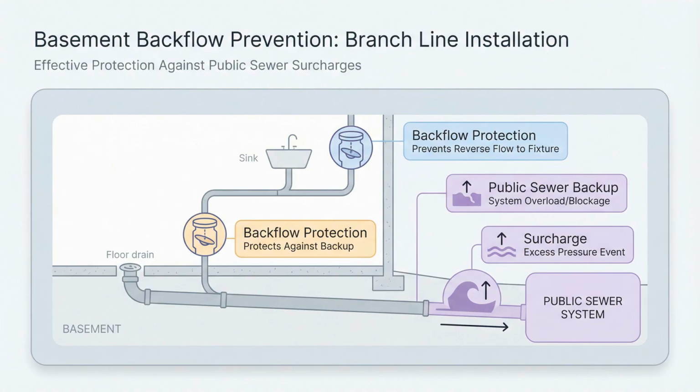This is where backwater valves come in. You might put them on individual fixtures or on a whole branch. It's basically a one-way door for waste. If the city sewer pushes back, the valve slams shut and saves your basement.